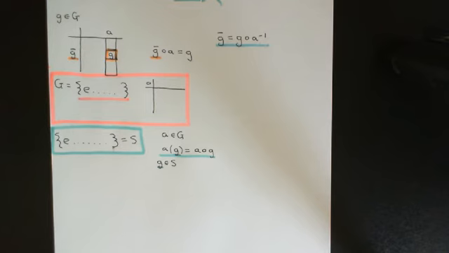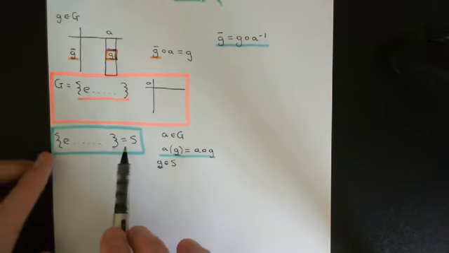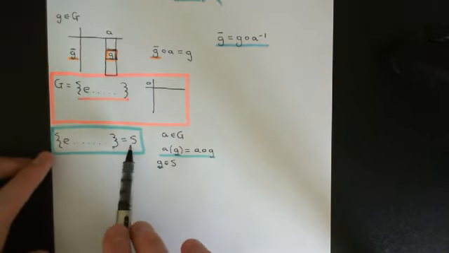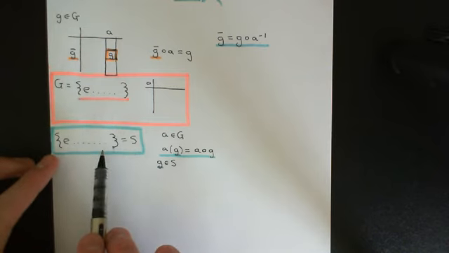So the first thing to ask is, why is this actually a set permutation? Well, what do you need to be in order to be a set permutation? You need to be a bijective map from this set to itself.